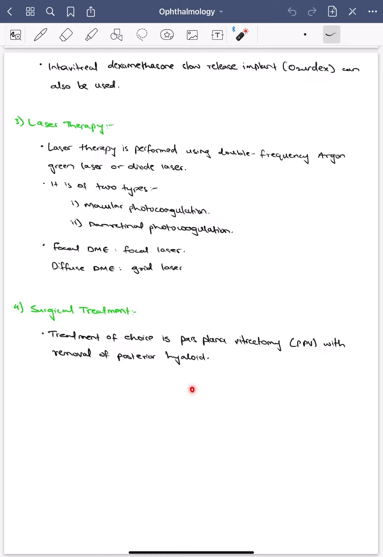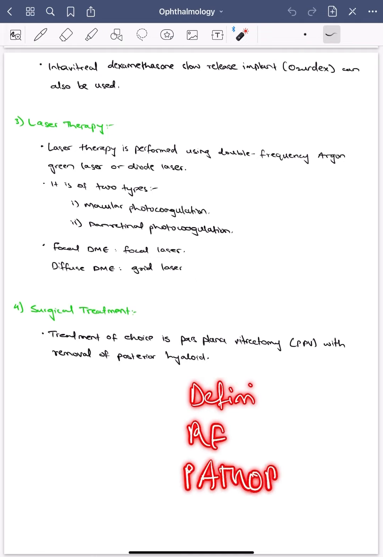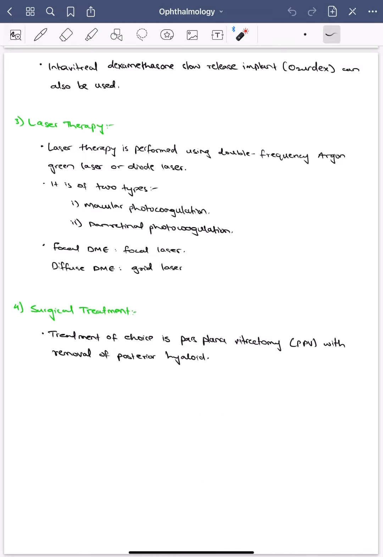We discussed the definition, the risk factors, the pathogenesis. Remember, hyperglycemia leading to microangiopathy, and microangiopathy leads to the clinical effects. Then we discussed the classification as NPDR, which is further classified as mild, moderate, severe, and very severe. And the code to remember the features is HC, Verma, made maths easy. Then we discussed PDR, which is basically very severe NPDR plus neovascularization.